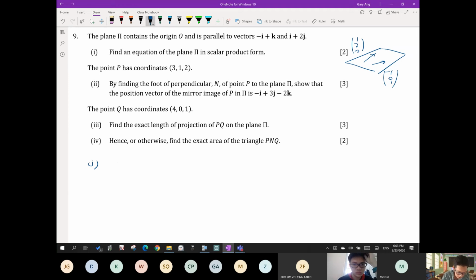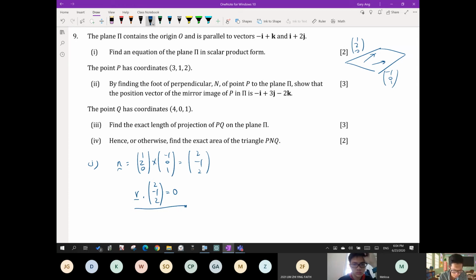So the normal. -1, 0, 1. That's it. So you get the normal. Cover the first row, we're going to get 2. Cover the second row, we're going to get 1, which is -1. Cover the last row, we're going to get 2. So 2, -1, 2, and that's the normal. So r dot n is equal to 0. That's the equation of the plane.